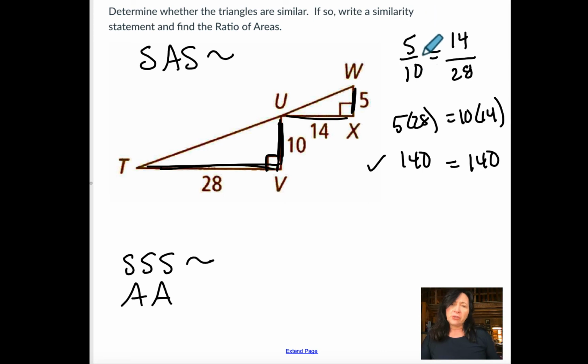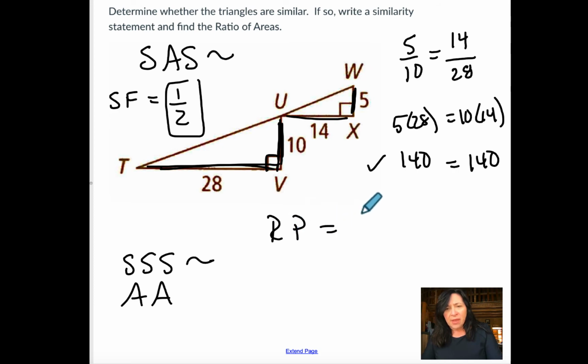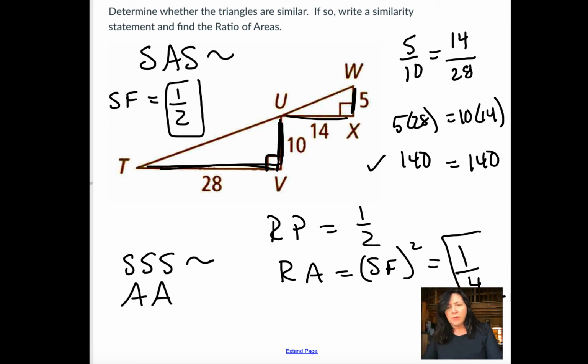And you could also just look here and say, well, that's 5 over 10, which is a half, equal to a half. So number one, I know my scale factor is going to be 5 over 10, which reduces to 1 over 2. My ratio of perimeters, right, is going to be the same value. It's 1/2. But my ratio of areas is actually my scale factor squared, which is going to be 1/2 times 1/2, and that's going to be 1/4. So that's the answer to this problem.